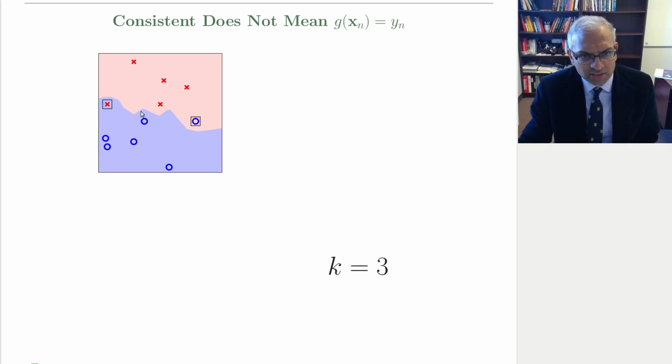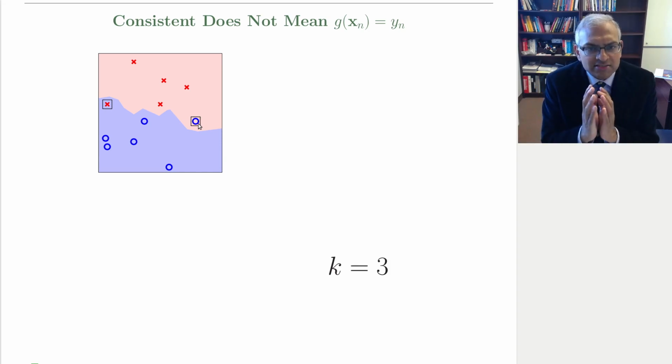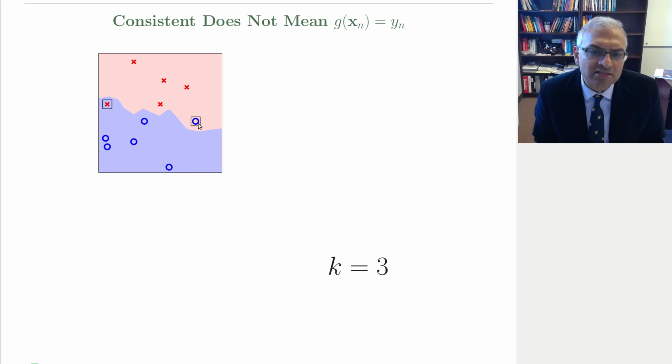In fact, the whole blue region is shown here for the 3 nearest neighbor classifier. And you see that some of the points are misclassified. This red point is misclassified, this blue point is misclassified. So the full data set classifies some points incorrectly. So the full data set is making 2 in-sample errors here.